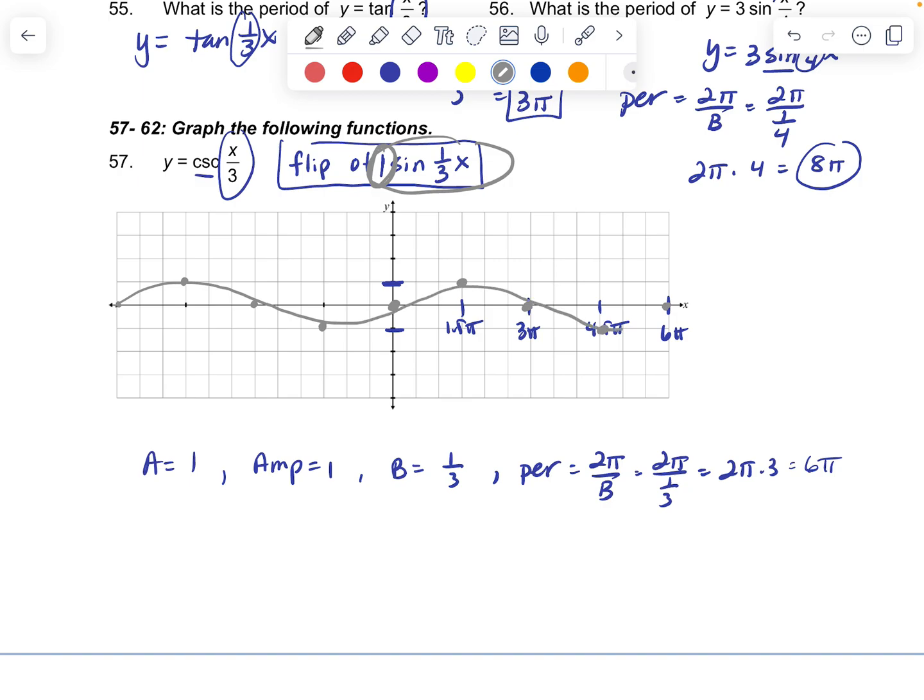But I don't want to graph that. I want to graph the flip of that. So that means I need to draw my asymptotes and flip the graph. Asymptotes occur wherever it crosses the x-axis. So wherever that gray graph actually hit the x-axis, that's where I'm going to draw these asymptotes. And then I'm going to flip my graph. So here is my pivot point. I'm going to flip it.